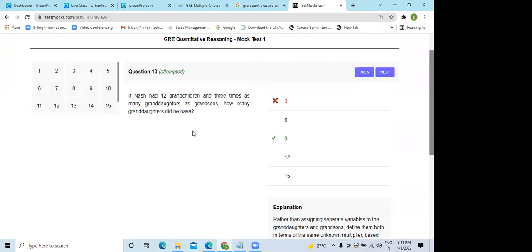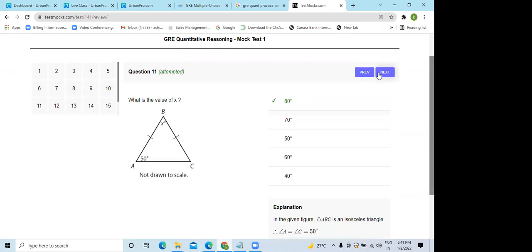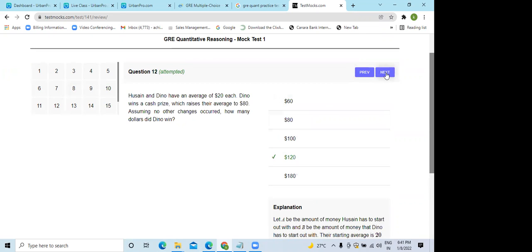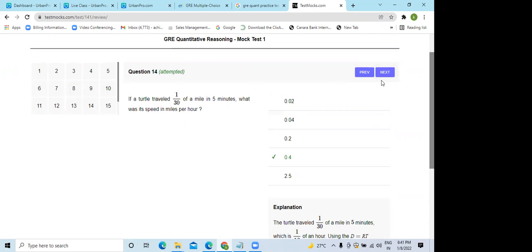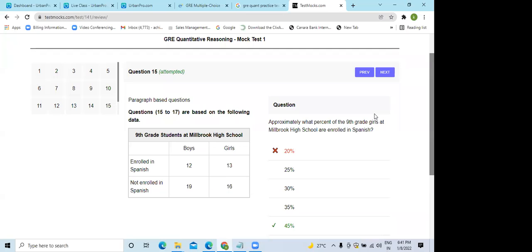Are you clear, or do you want to take a screenshot of this? I got it, Professor. Thank you. So regarding 11, yes, perfect. 80, correct. And 12 is also right. 13 is also correct. 14 is also right. Then 15 is wrong.